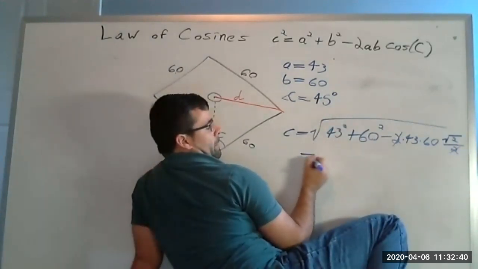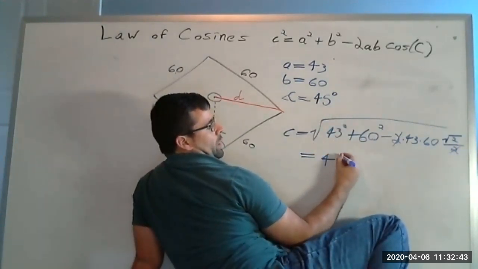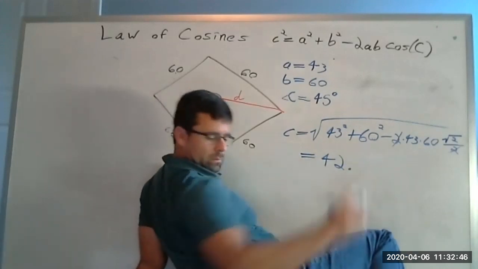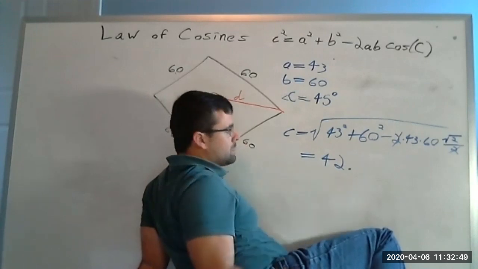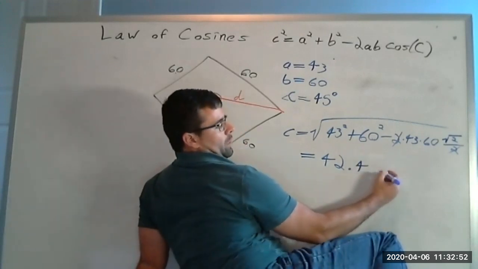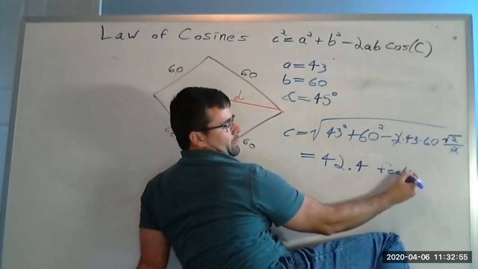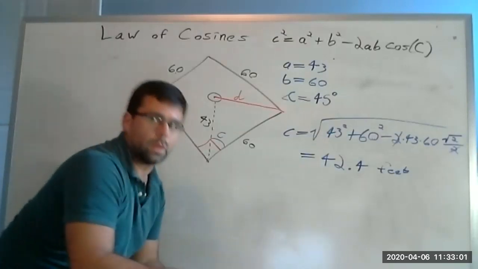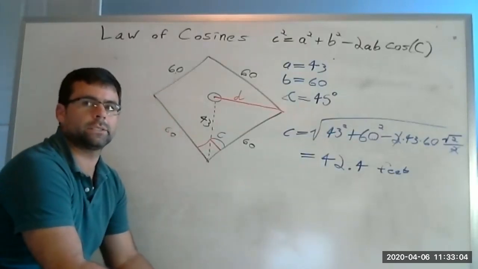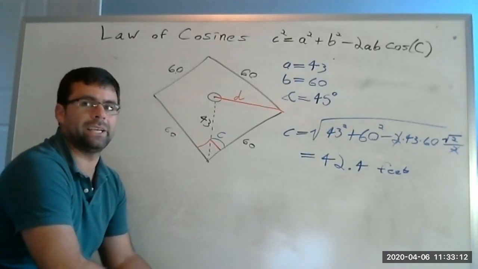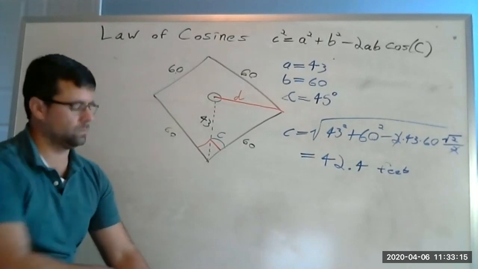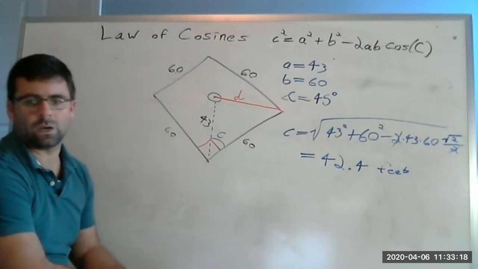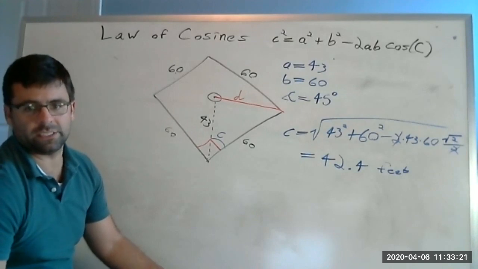So I get 42.4 feet. So it's close, but it's not exact. So it is actually a little bit closer to first base than it is to home plate. But this is the idea.